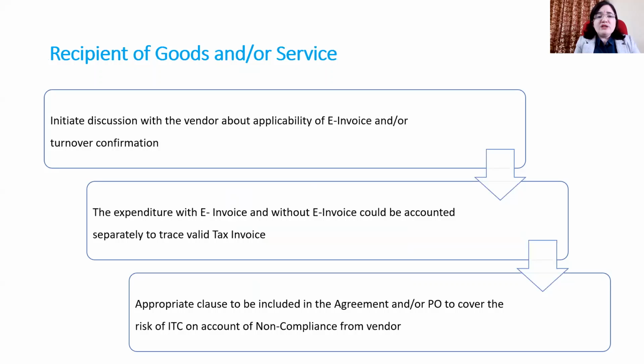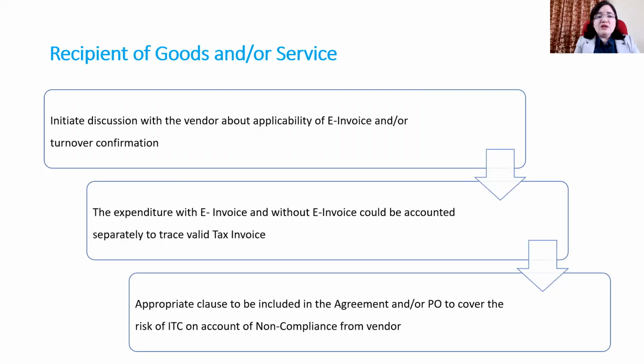Second, as a recipient, you should start discussions with your vendor from now on, on whether your company is above 100 crore and e-invoicing is applicable to you. And if e-invoicing is applicable, whether you have prepared for it, and from 1st January you are going to issue e-invoices accordingly. So start communicating with your vendor now, because very few days remain.